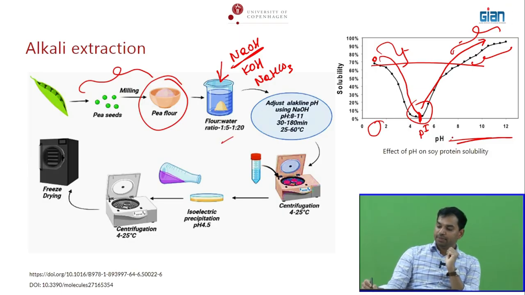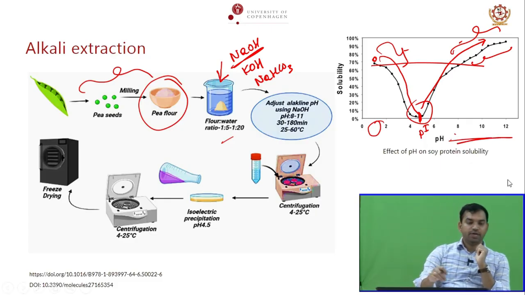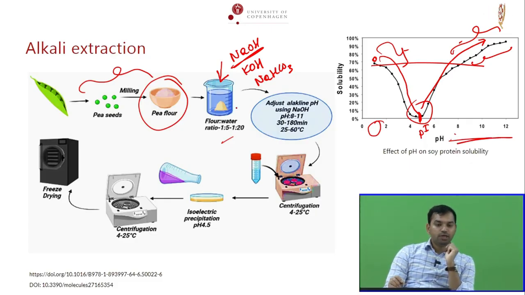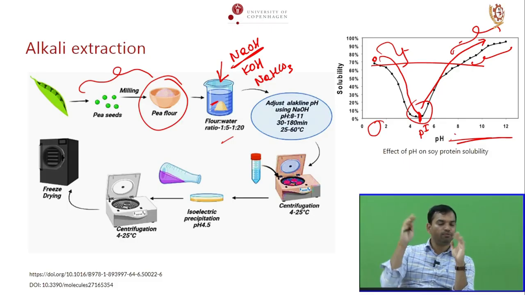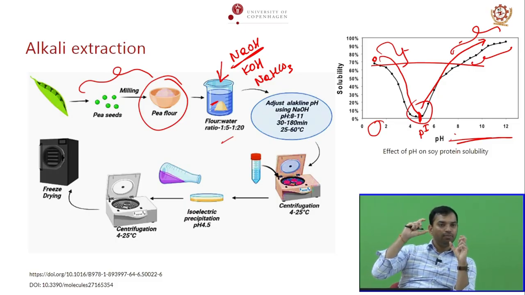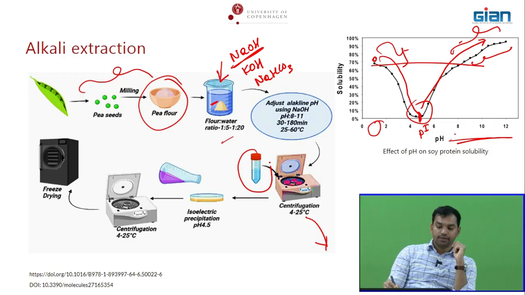They adjust the pH between 8 to 11, right? And when you adjust the pH around 8 to 11, most of the protein will be solubilized, okay? Then you centrifuge, and the pellet contains insoluble fractions. It could be fiber, hull matrix, starch and whatnot. All this alkali insoluble fraction will be precipitated off, so you remove them by centrifugation, right? And then you have a supernatant here. What does that contain?